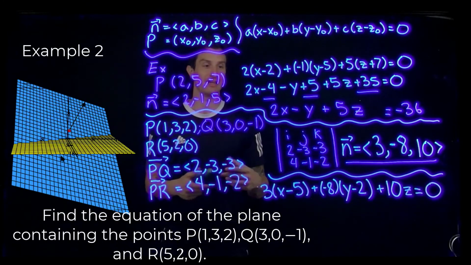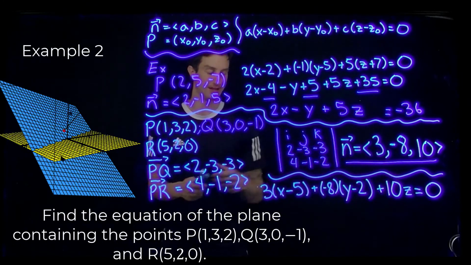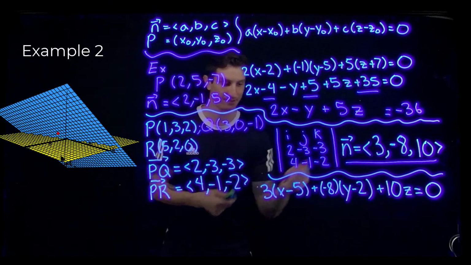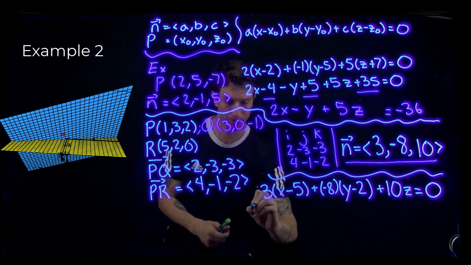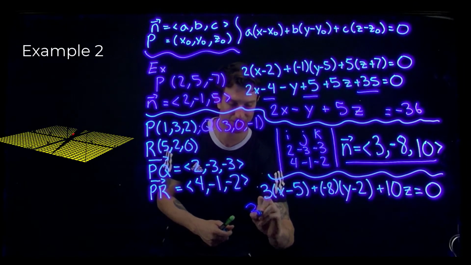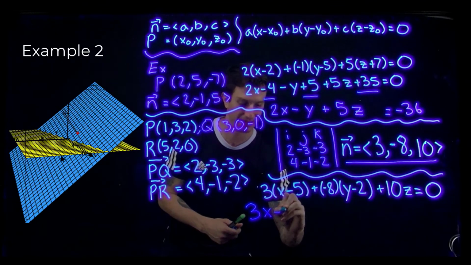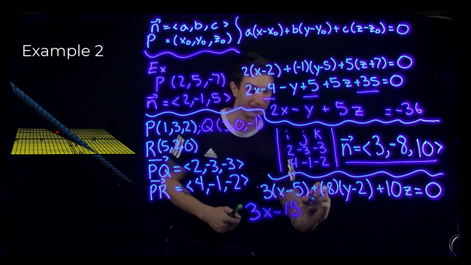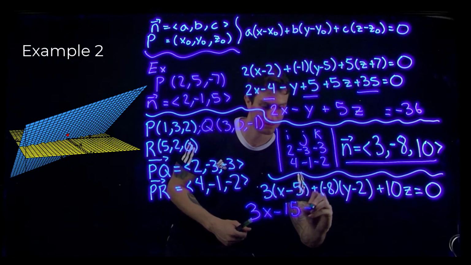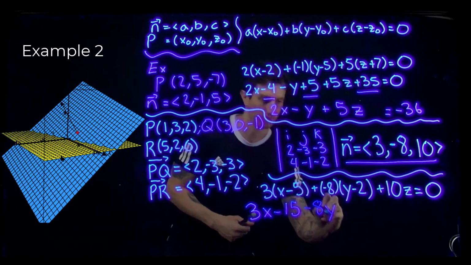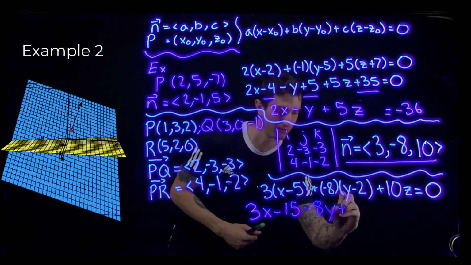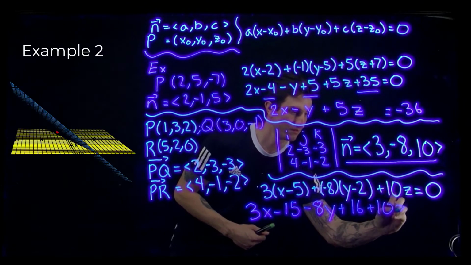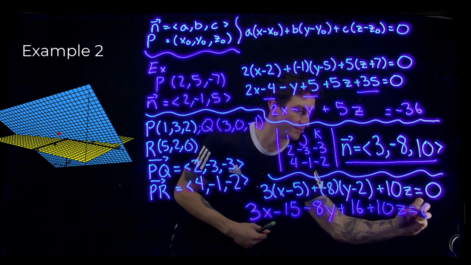Awesome. And now what are we doing? All we're doing is simplifying this, making this look a little bit nicer. What do we have? 3x. So we'll do 2 more steps. We're going to have just enough room here. 3x minus 15, we have minus 8y plus 16 plus 10z is equal to 0.